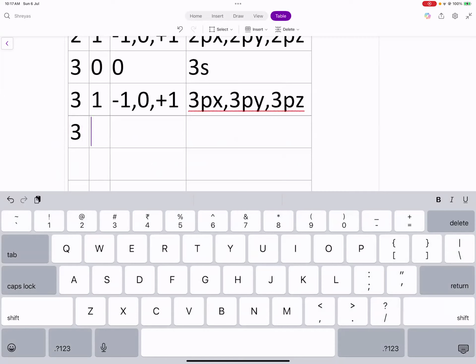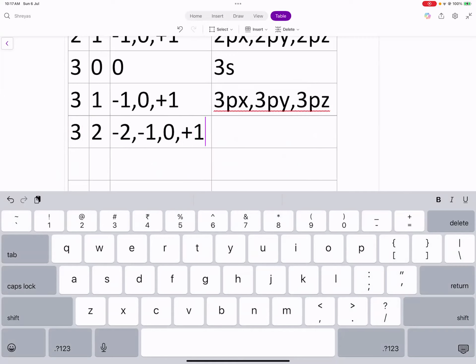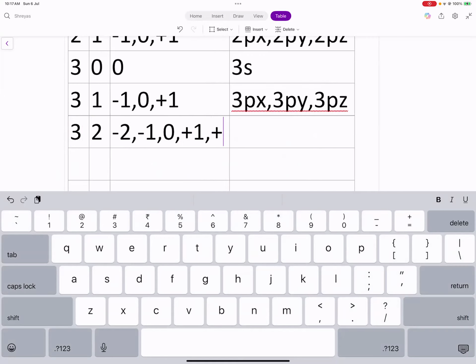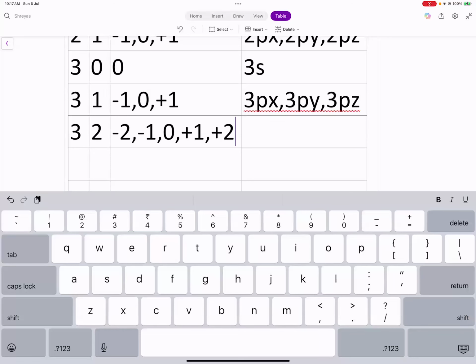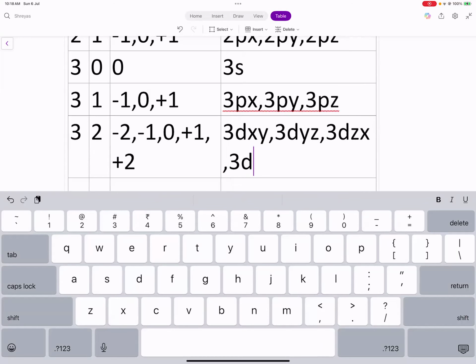But anyways, thanks. So now for l = 2, I have -2, -1, 0, +1, and +2. Okay, so now I have to write them. So 3dxy, 3dyz, 3dzx, 3dz square.